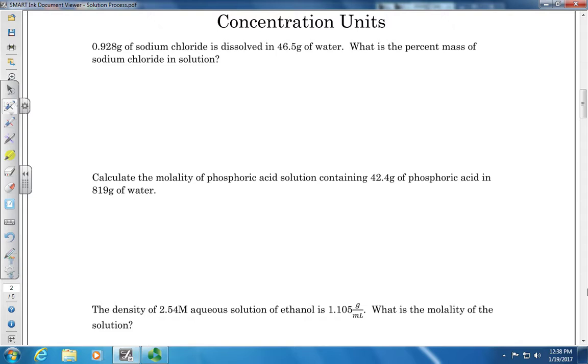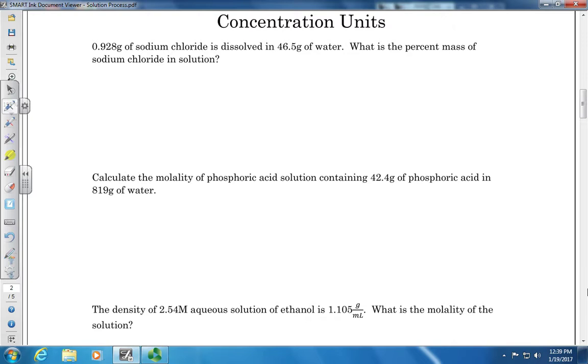0.928 grams of sodium chloride is dissolved in 46.5 grams of water. What is the percent mass of sodium chloride in the solution? So percent mass is one of the concentration units that you have learned in your lecture dealing with solutions, and it's probably one of the simplest ones.